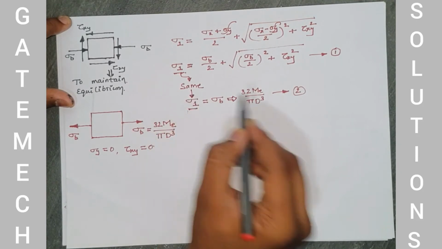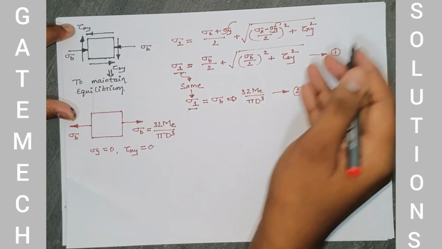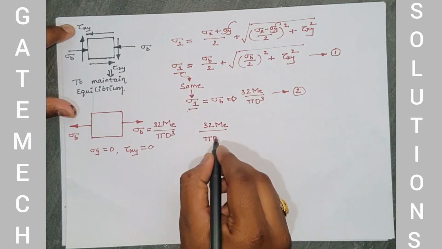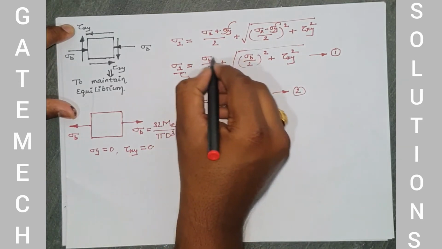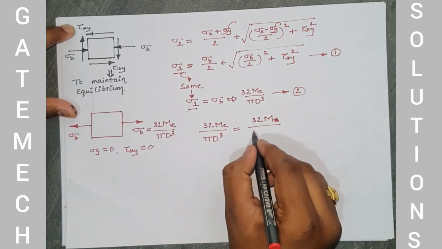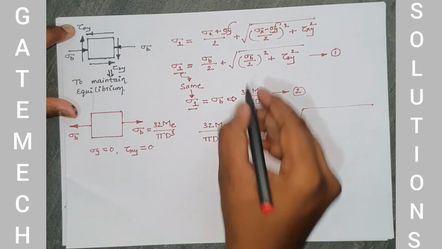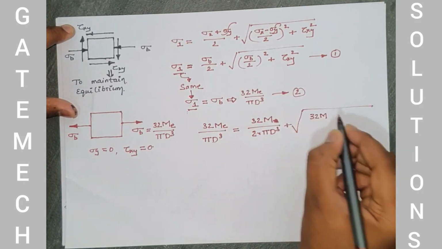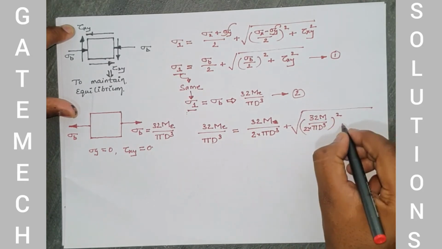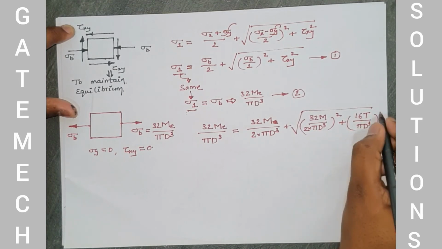Then only whatever bending moment we applied can be called the equivalent bending moment. Now we can equate 32 ME divided by pi d cube, which is exactly equal to sigma b. It can be written as 32 M divided by 2 times pi d cube, plus under root of (sigma b can be written as 32 M divided by pi d cube) whole square plus (tau xy can be written as 16 T divided by pi d cube) whole square.